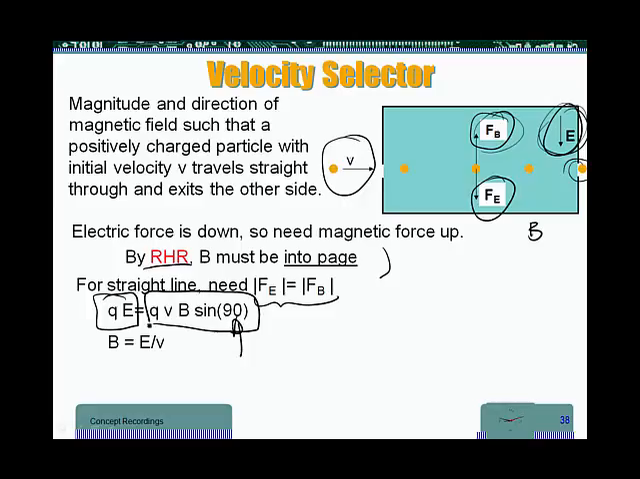So in that particular case, we have QE equal to QVB. The Q's cancel out, so you notice it does not depend on the charge. And we have the relationship between B and E: B is equal to E over the velocity.